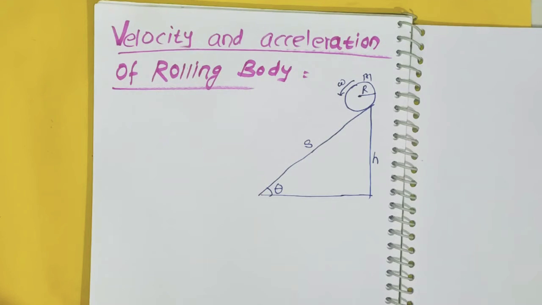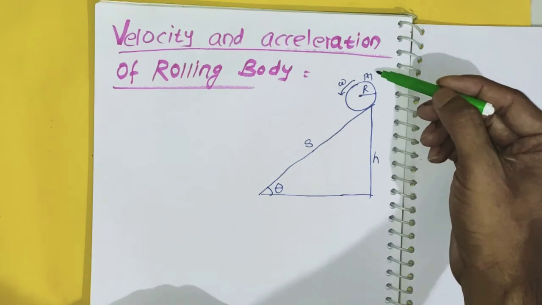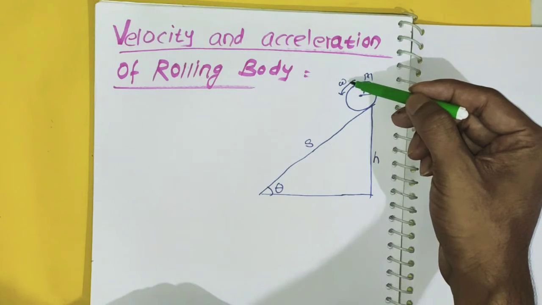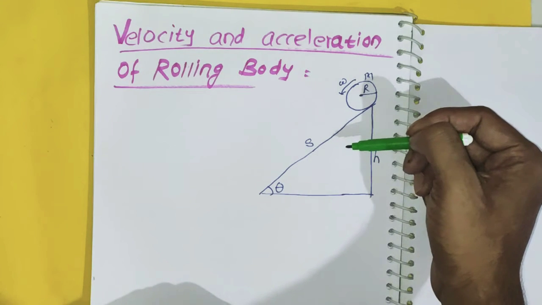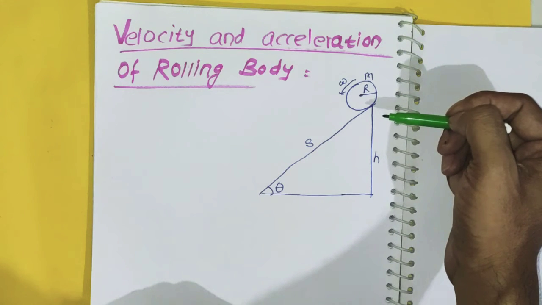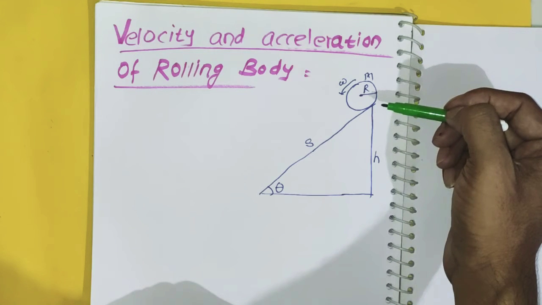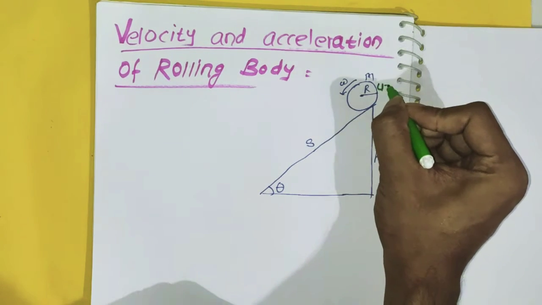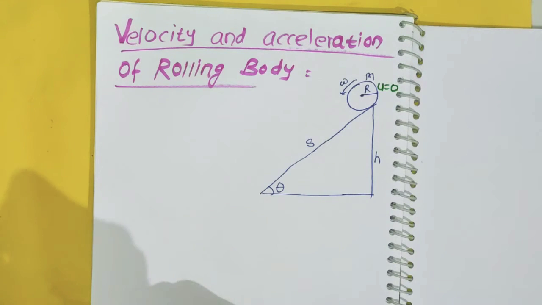Now we have to find the velocity and acceleration of a rolling body. Let us consider a sphere of mass m and radius r rolling with angular velocity omega down an inclined plane. To find the velocity, we have to understand that initially the sphere is at rest, so its initial velocity u is 0.